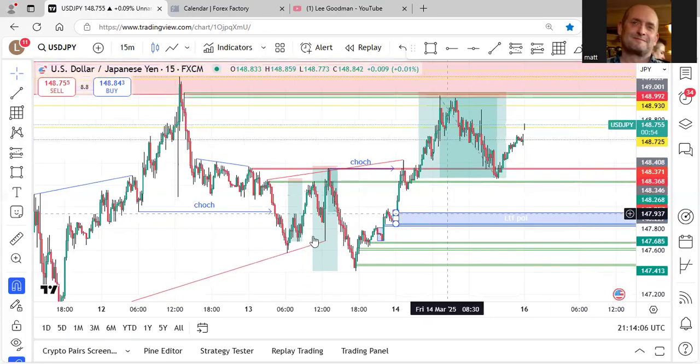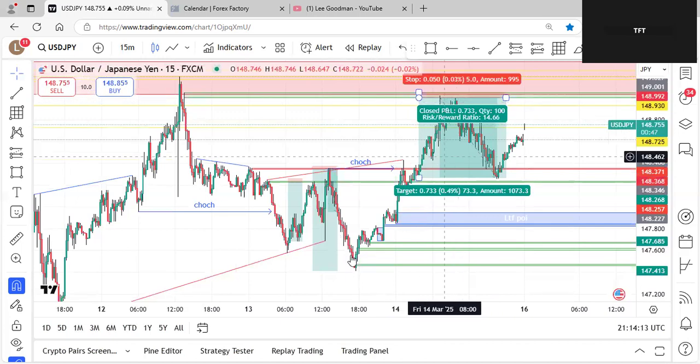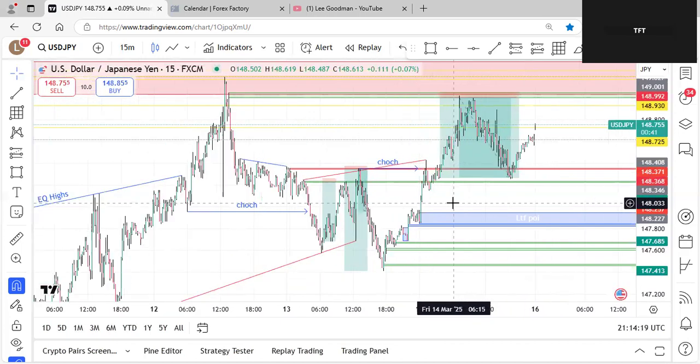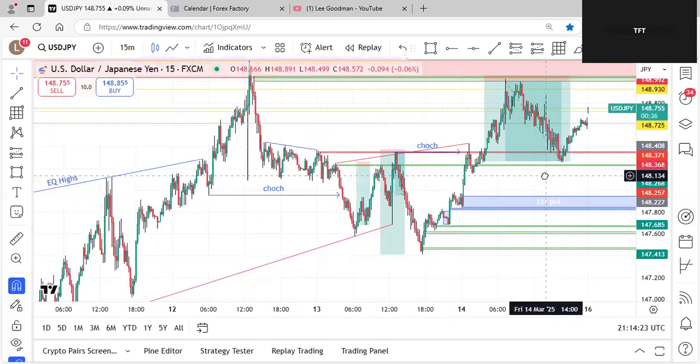It's done everything we wanted it to. Trend line, sweep, break to the upside. It is starting to break to the upside as well. So I don't particularly see an entry, and I don't think it's already played out either.